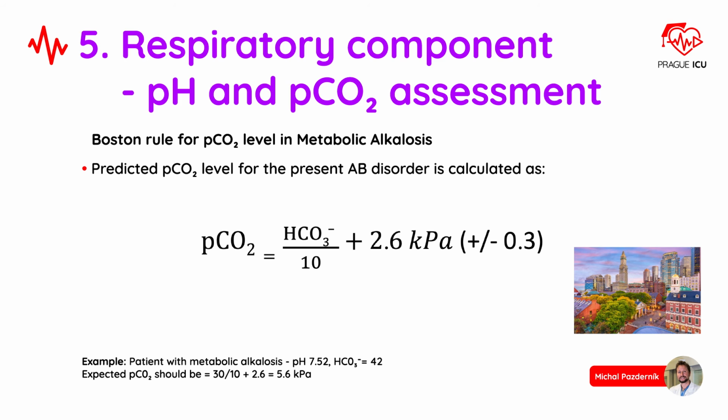Boston rule for PCO2 level in metabolic alkalosis is predicted PCO2 level for the present AB disorder is calculated as level of bicarbonate divided by 10 plus 2.6 kilopascals, again plus minus 0.3. Example is, we have a patient with metabolic alkalosis with bicarbonate of 42. Expected PCO2 then should be 30 divided by 10 plus 2.6, which is 5.6 kilopascals.